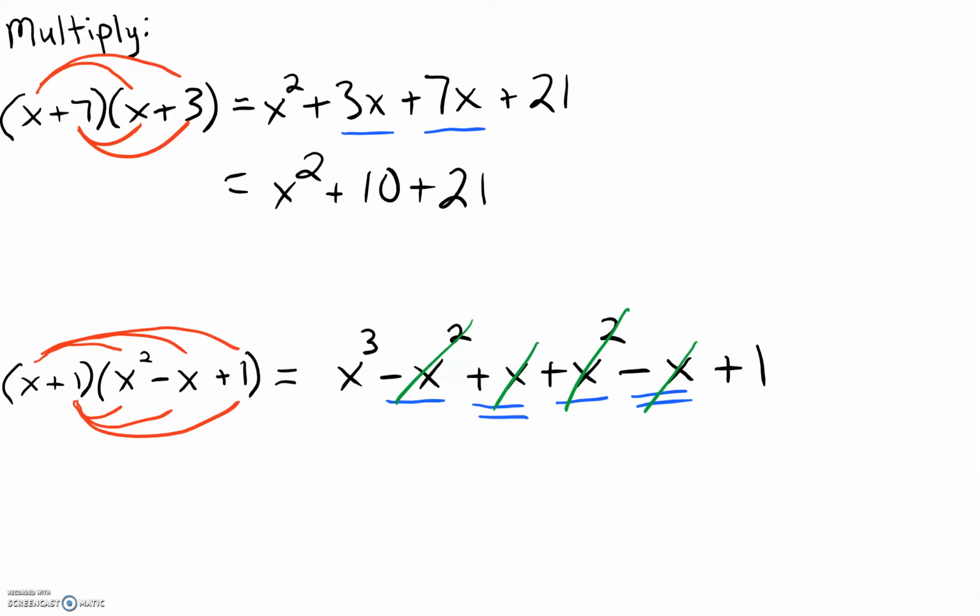And so looking at all of the items or the terms we have left over, all we have left is an x to the third plus 1. And so x to the third plus 1 is our final answer.